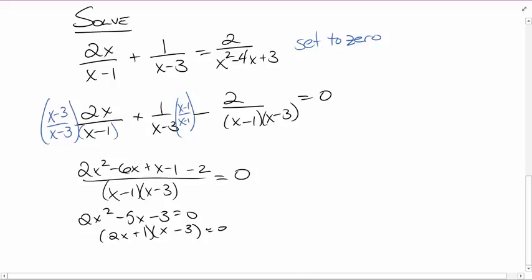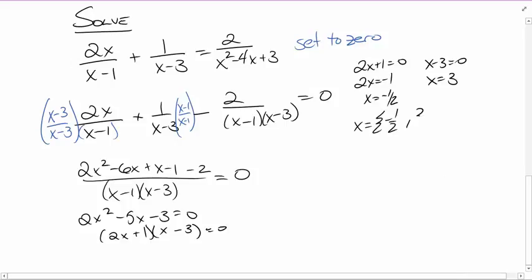We could set each of those factors equal to 0. 2x would equal negative 1, so x would equal negative 1/2. The other solution, x minus 3 equals 0, so x equals 3. I come up with two solutions, negative 1/2, comma 3.